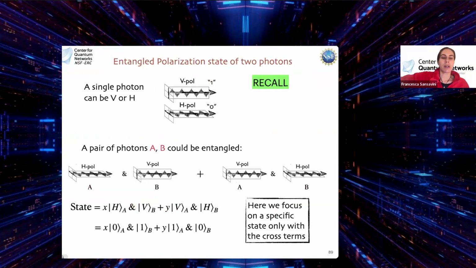So we will use entanglement for this quantum key distribution, and we will use, for example, polarization entanglement. So again, just a recap slide, we have our V polarization, our H polarization, 0 and 1, and we focus here on a specific state only with the cross terms. So this state will be HV plus VH.